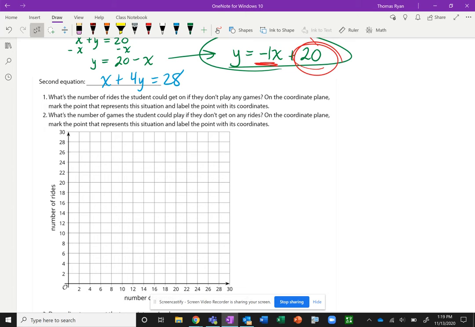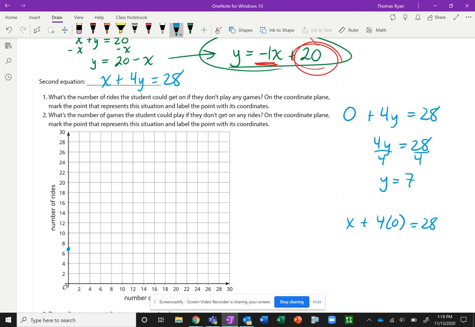So if we went on 0 rides, that would mean, what's the number of rides if we played 0 games? So 0 games plus 4y equals 28. That means 4y equals 28. Divide both sides by 4 to find y is 7. So the number of rides, we're here at 7. Now, what if we didn't go on any rides? So x plus 4 times 0 rides equals 28. x equals 28. Pretty straightforward. So this is at (0, 7), and this is at (28, 0), because we're always x, y.